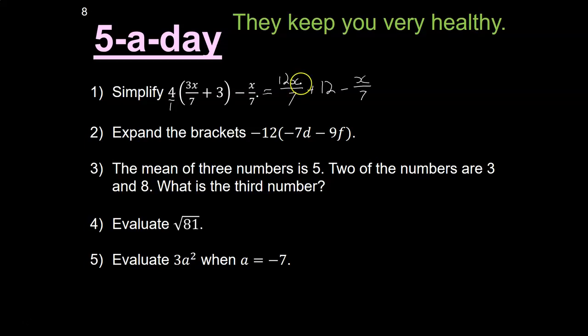Now we can see we can simplify because we have 12x over 7 minus x over 7, so that gives me 11x over 7 plus 12.